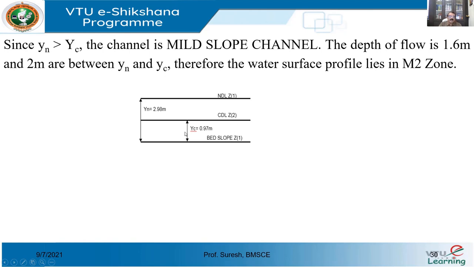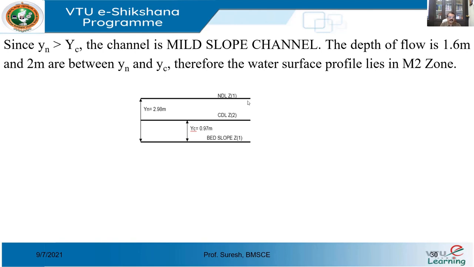Now, we know that for a mild slope channel, the critical depth is less than the normal depth. I repeat, for a mild slope channel, the critical depth is less than the normal depth. In this case, the normal depth is 2.98 meter and the critical depth is 0.97 meter. Therefore, the channel is a mild slope channel. The water profile is mild slope. So first part of the problem is over.